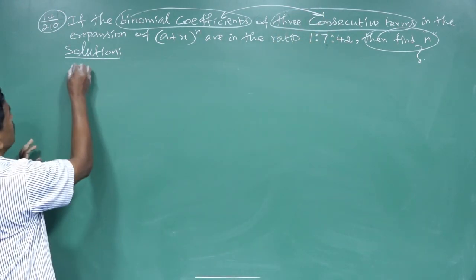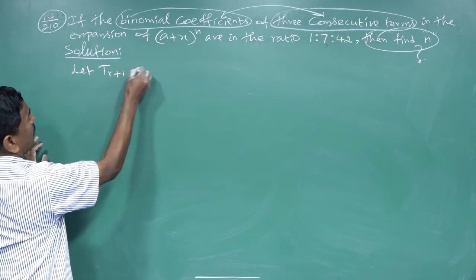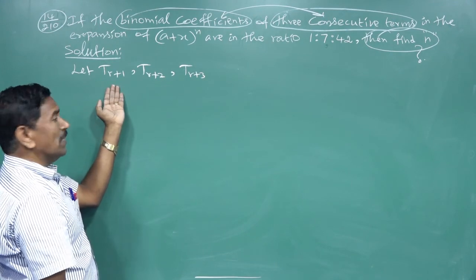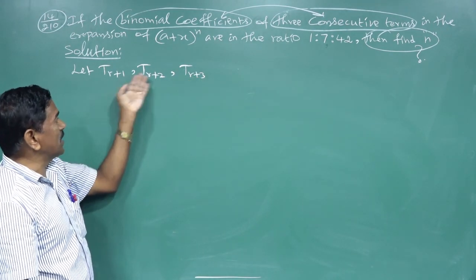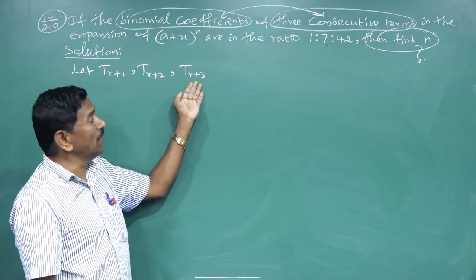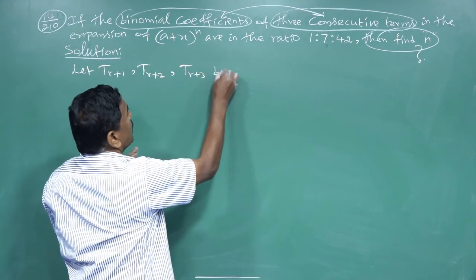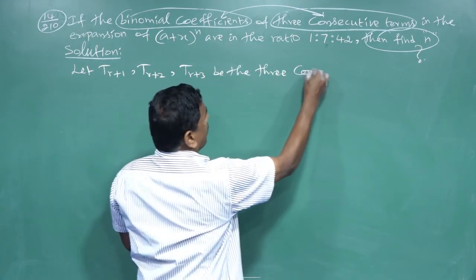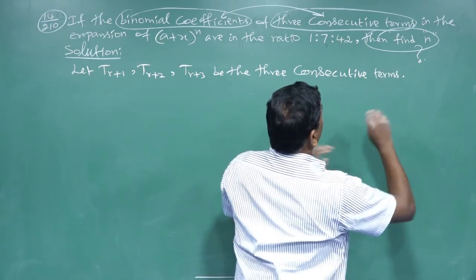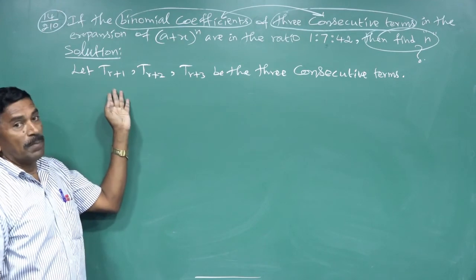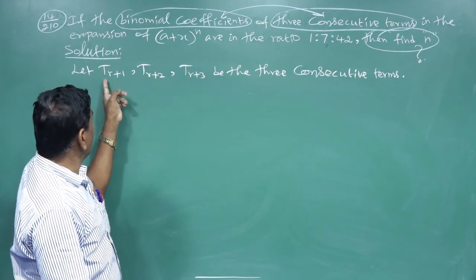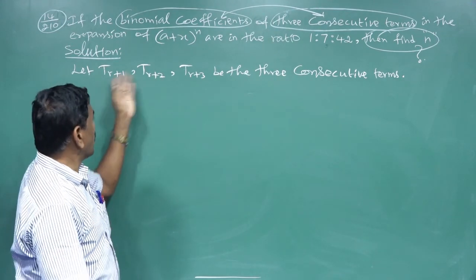Listen carefully. Let t r plus 1, t r plus 2, t r plus 3 be the three consecutive terms: t r plus 1 next to t r plus 2, t r plus 2 next to t r plus 3. That's the preparation over. Let t r plus 1, t r plus 2, t r plus 3 be the three consecutive terms. Now these three consecutive terms can be rewritten.